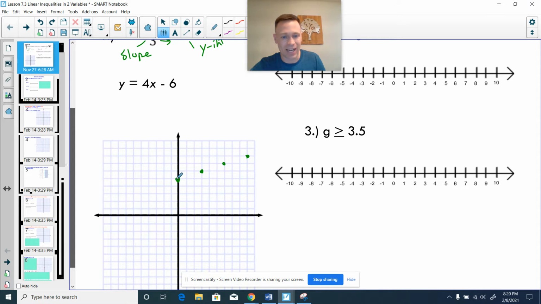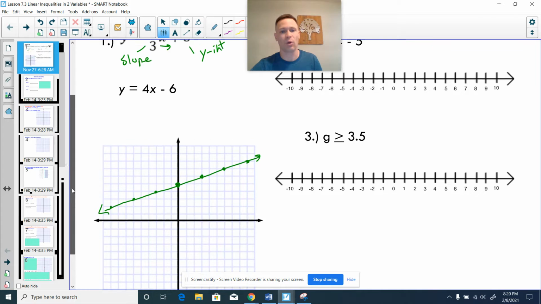And again, using it exactly backwards, down 1, left 3 will get me the other side of the line. Down 1, left 3. And there's my line. And I will graph it as straight as I can. That's actually pretty darn good. I'll take that. Okay, so there's that one graph.